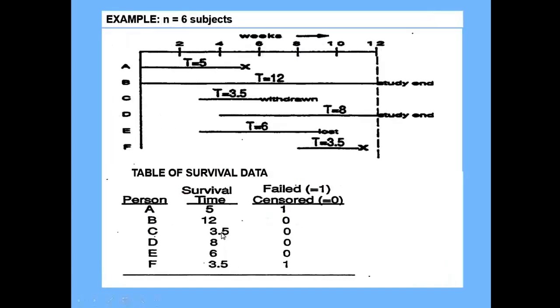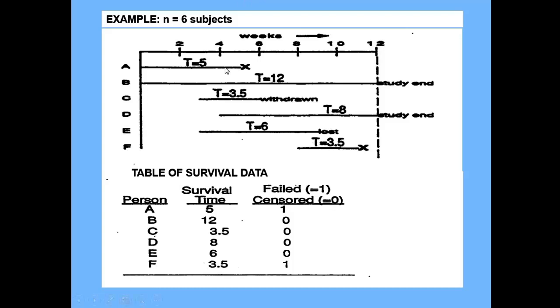Okay. So now let's look at this example. Simple example. Here's a study with 6 subjects, and it's a study that's 12 weeks. First subject A is followed for 5 weeks, and X means they got the event. If you see an X, that means they failed. So their survival time is 5.